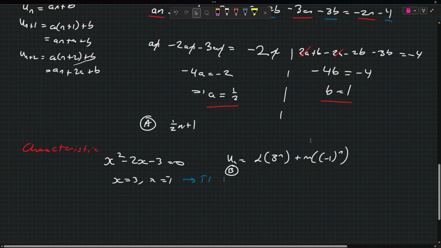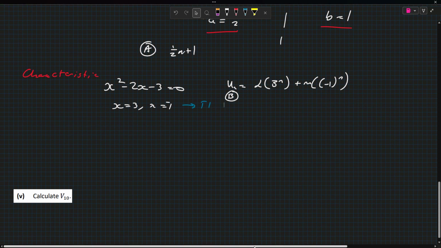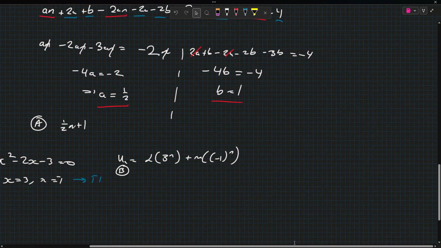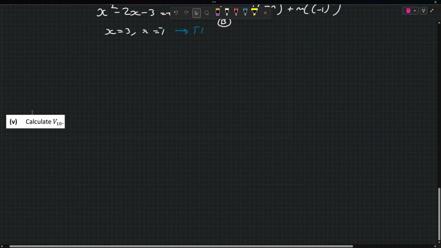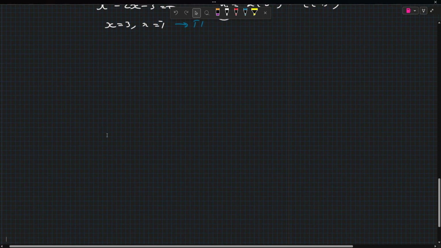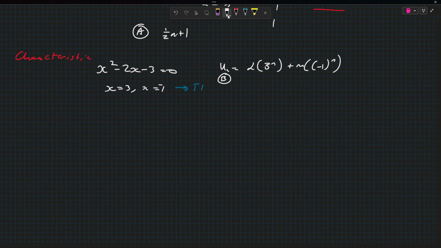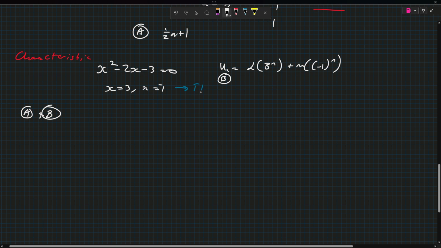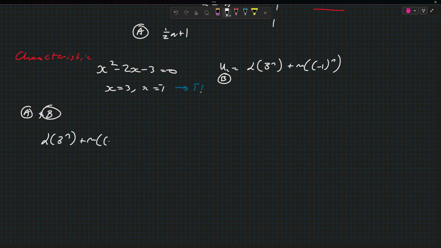Now we have to add solution A and B together. Now I am running out of room here because I thought this wouldn't take up as much room. So I'll just move that down slightly because that's the last part of the question anyway. So we have to add A and B first. So this would be L times 3 to the n plus m times minus 1 to the n plus 1/2 n plus 1 is equal to Vn.